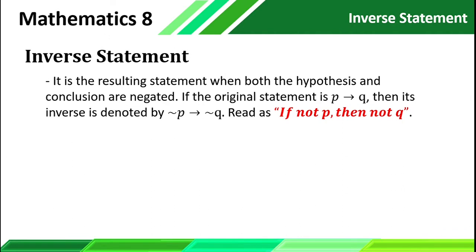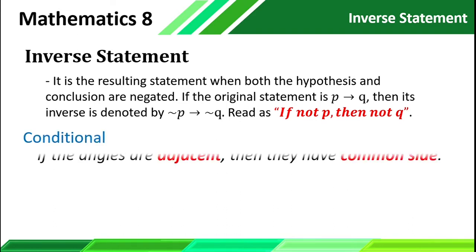Next, let's have the inverse statement. When we say inverse, it is the resulting statement when both the hypothesis and the conclusion are negated. If the original statement is P implies Q, then its inverse is denoted by not P implies not Q, read as if not P, then not Q.